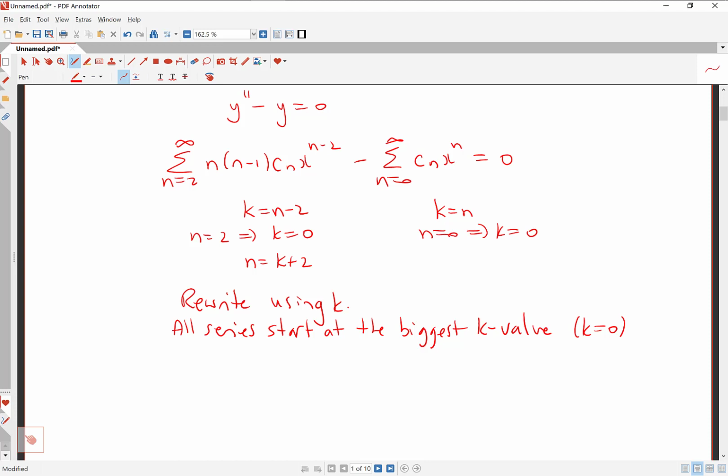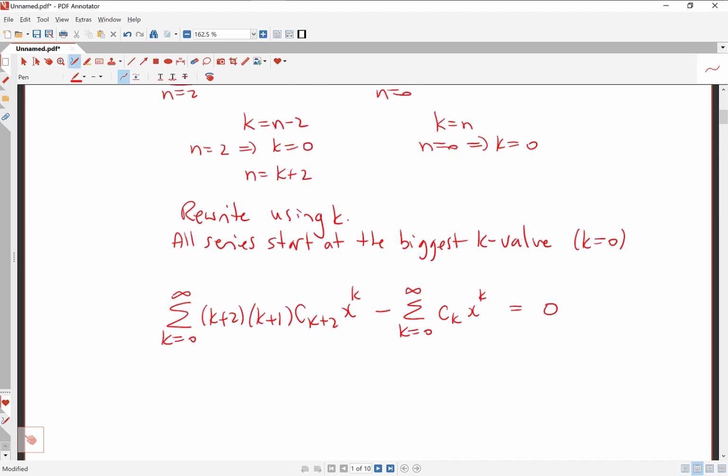All right, so let's do our rewriting then. So that first series starting at k equals 0, so going from k equals 0 to infinity, n we decided was equal to k plus 2. So as we sub that in, we've got sum of terms that look like k plus 2 times k plus 1, c sub k plus 2, x to the k. Now for the second series, k is equal to n. So when we rewrite that in terms of k, we're going minus the sum from k equals 0 to infinity, terms that look like ck x to the k, and that whole thing is equal to 0.